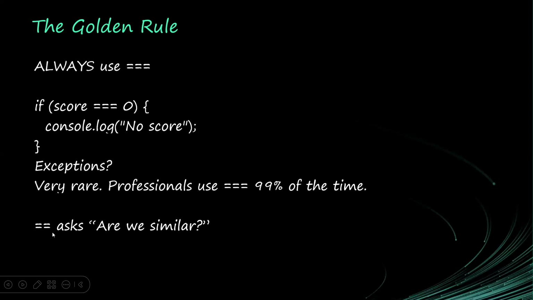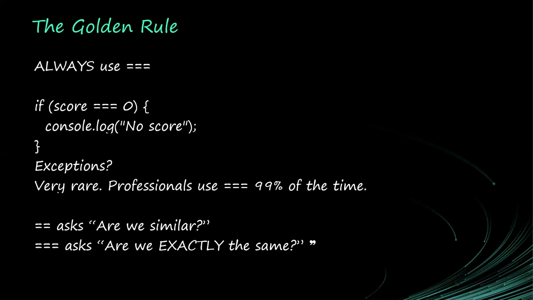The non-strict equality operator asks, are we similar? It's always asking the two values, are they similar? While the strict equality operator asks, are we exactly the same? The strict equality operator checks, first of all, whether the two values you're trying to compare are of the same data type. If they are not of the same data type, there's no need for comparison. It will just return false. But if they are of the same data type, it will go on to check their values. So first it checks their data type and then their value. If their data types are not the same, it will not go on to check their value.